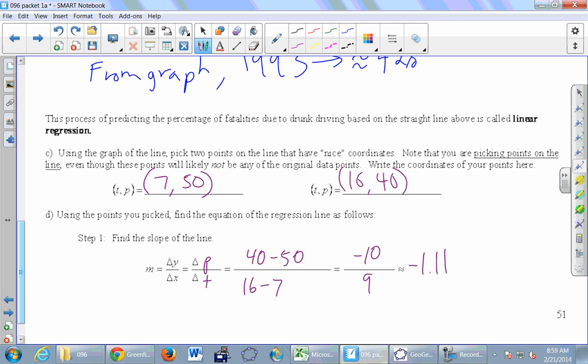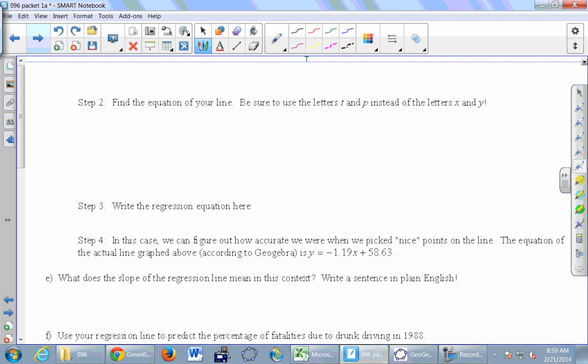Any questions on calculating the slope? Has anybody confirmed 10 over 9, 1.1 repeating? Victor, did you get 1.1 repeating? Karen? Yes, okay. All right, next page.